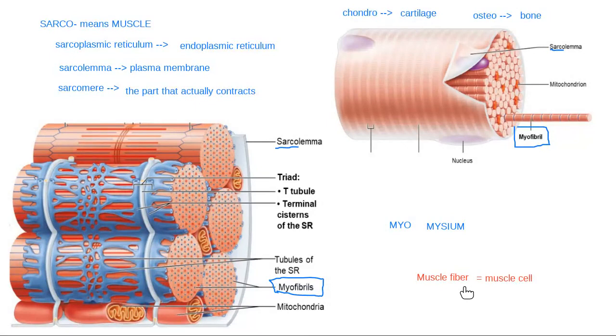Just like we had osteocytes that were bone cells, just like we had chondrocytes that were cartilage cells, muscle fibers are muscle cells. So we can kind of make a list for ourselves, and I actually have you do this in your lesson outline. We've got our muscle fiber, that is the muscle cell. The plasma membrane of that muscle fiber is called the sarcolemma.